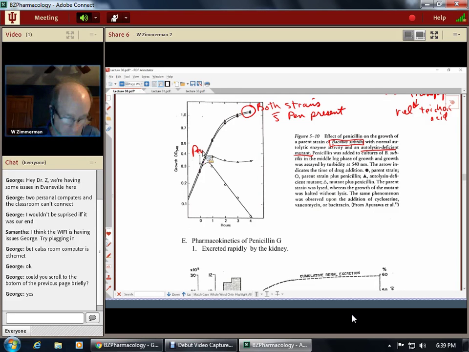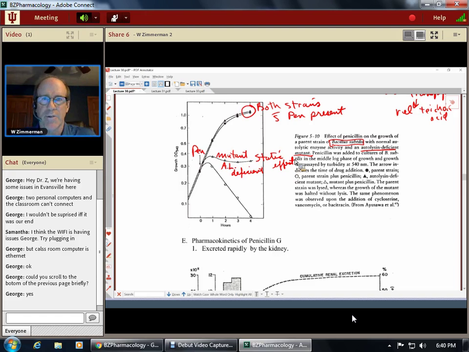And here we've got the mutant that's autolysin deficient. What we see when we add penicillin is a static effect. Penicillin is a classic bactericidal drug. So suddenly it's shifted over to a static effect. What we see here, down at the bottom, is the normal and expected cidal effect.